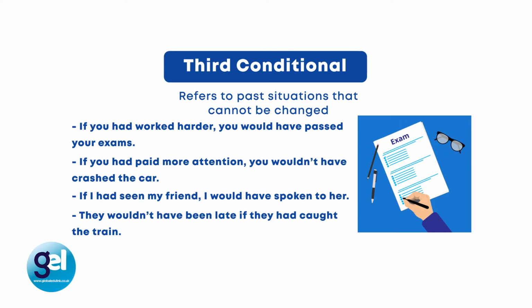So with the third conditional, we use the if clause and the past perfect tense, plus would have or wouldn't have, and our past participle. Okay, let's just consolidate and review the conditional tenses that we've looked at. And please remember, it's important for learners to get a good understanding of general tenses before they embark on conditionals.